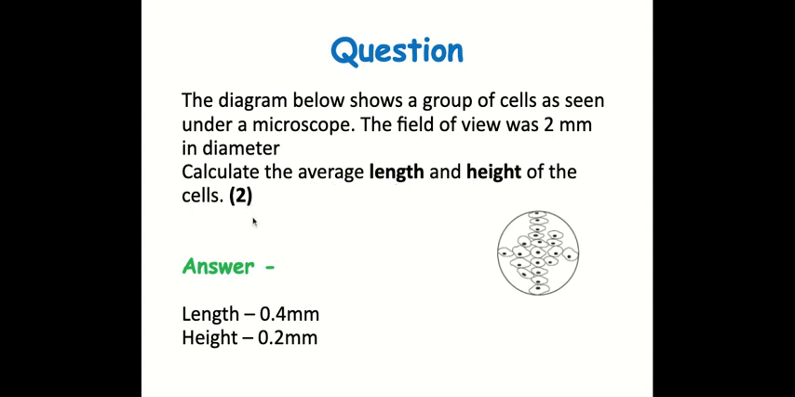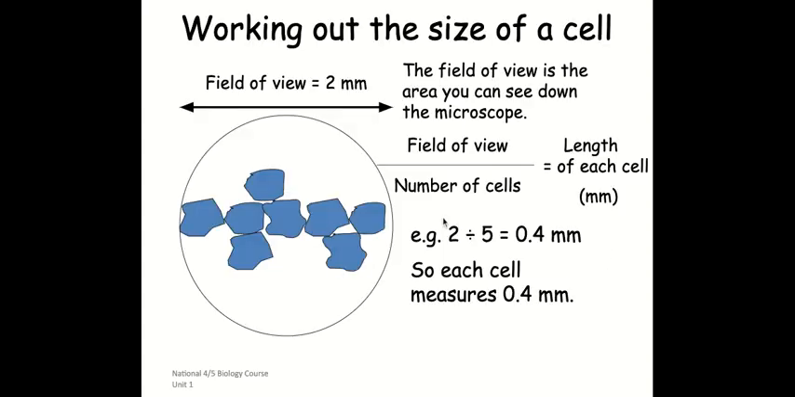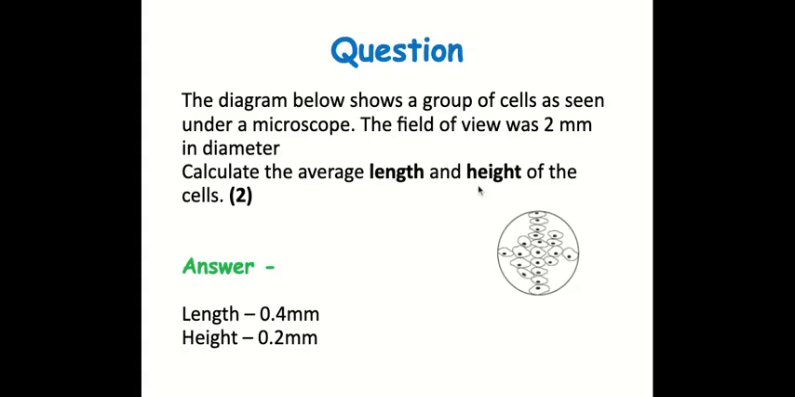They wouldn't usually do this, but this is just to get you practice. So we're going to do length first. If I want to calculate the length of a cell in this field of view, I would take the field of view divided by the number of cells. So field of view is 2 divided by the number of cells.